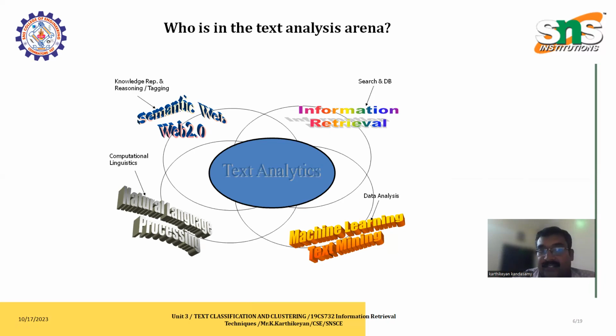Knowledge is represented and reasoned over based on tagging. For example, I store my data and give it a tag whenever I want. Whenever I want particular data, based on the tag, I can easily retrieve my data from the semantic web.